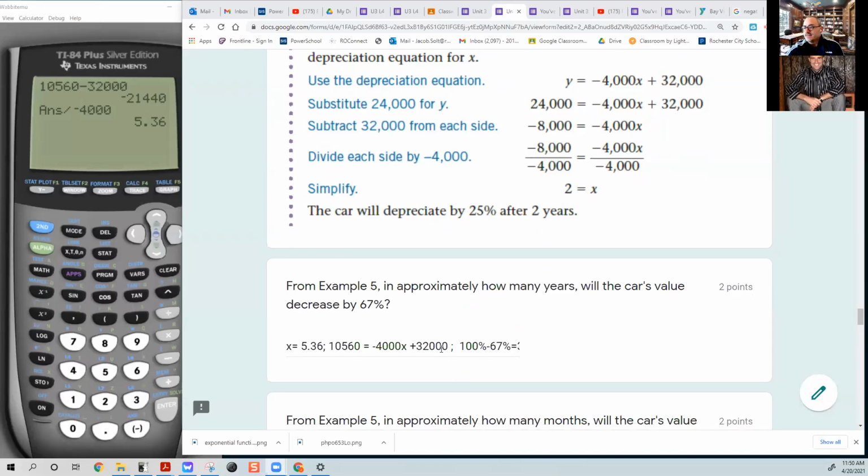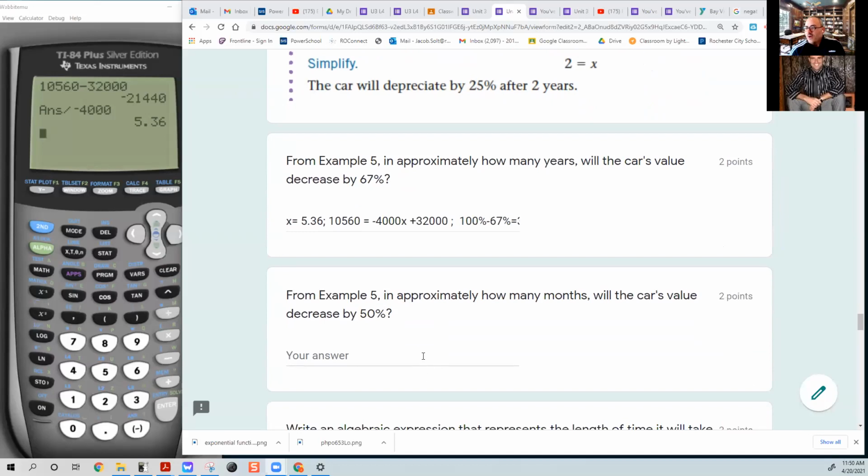Okay, so now I'm going to have you do this one. From example 5, how many months? I'm going to ask you how many months it's going to take for the car's value to decrease by 50%. So keep everything in years, convert to months at the end.